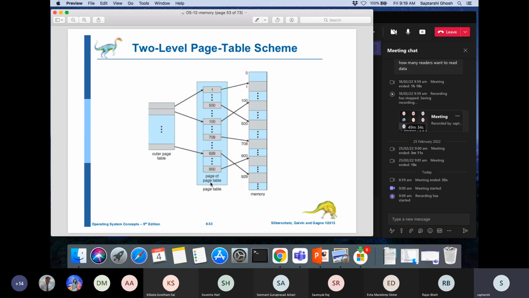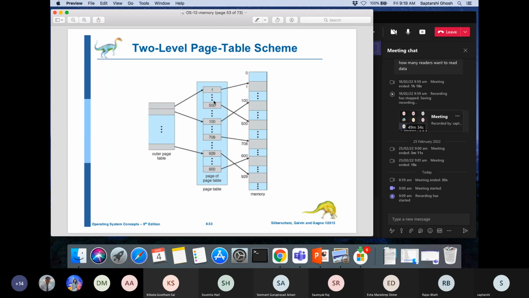By the way, let me clarify one thing. This picture is shown this way just for visualization. Understand that all these pages of the page table are actually stored in the memory itself. Do not think that the page table occupies some storage area other than the memory. Actually, what is shown here in this middle portion is part of the memory. It is just shown separately for easy visualization.